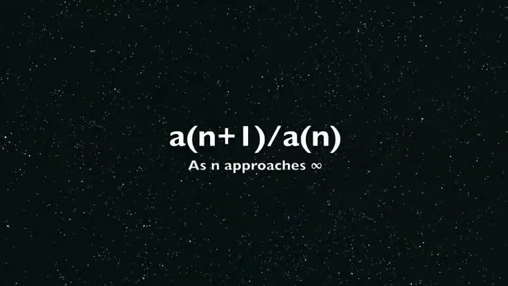The ratio test is a very easy test to learn. Using the formula shown on screen, you can easily find out if your infinite series diverges or converges. The formula is the limit as n approaches infinity of a of n plus 1 divided by a of n, where a of n is the general term of the infinite series.